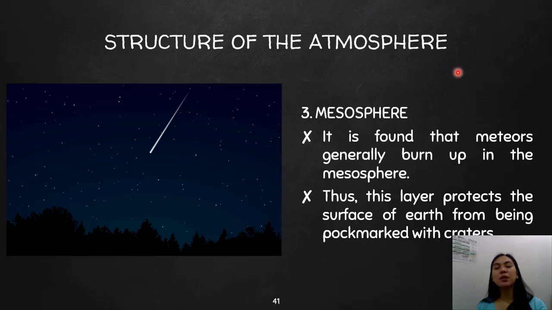So, what do we have in our mesosphere? It says here, it is found that meteors generally burn up in the mesosphere. Thus, this layer protects the surface of Earth from being pockmarked with craters. The help of the mesosphere is that it dissolves the meteors entering our atmosphere. Large meteors create craters when they hit the surface. So because of this particular layer, if some meteors do get through, it's not as harmful as it should have been.